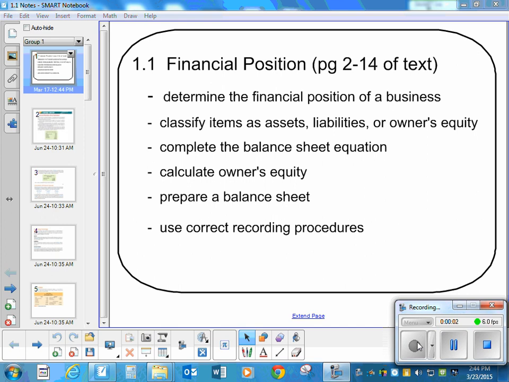So welcome to Accounting 10. This is the lesson that goes along with the 1.1 financial position. If you have a textbook, you can follow along with us on page 2 to 14.